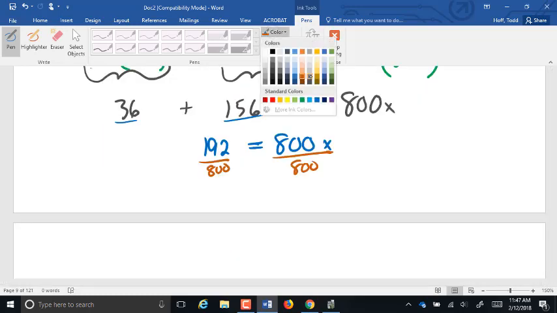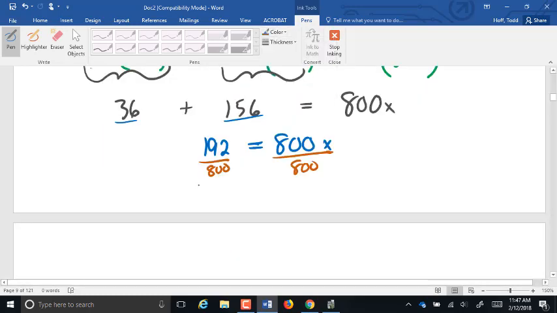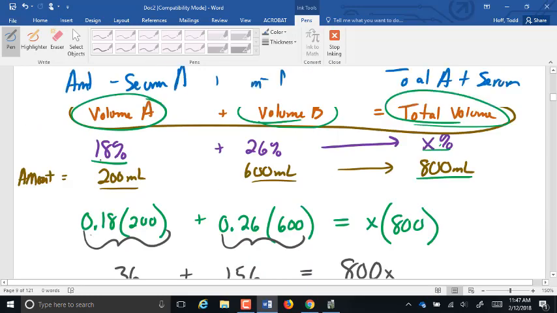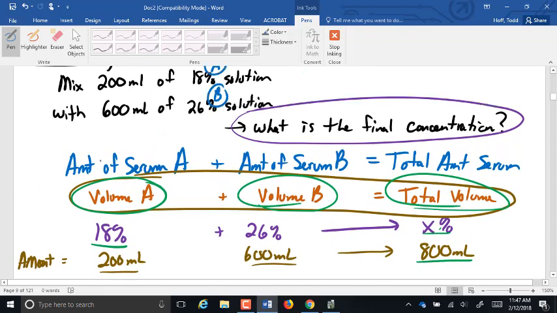So now we divide. 192 divided by 800 is 0.24 equals X. So 0.24 is the concentration of the final solution. That is a 24% solution. Now, as always, we should make sure we go back and have answered the question. So we go back up here. What is the final concentration? And yes, that is the 24%.